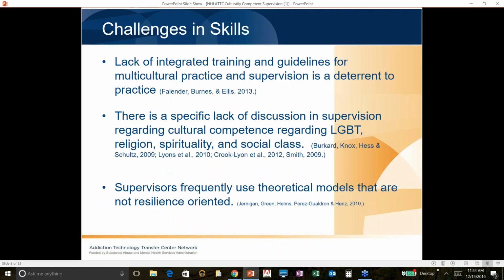So, some challenges and skills: lack of integrated training, as I mentioned, and there's really not a lot of guidelines for multicultural practice and supervision. So that's certainly a deterrent to good practice. There's a specific lack of discussion in supervision regarding cultural competence and diversity, and supervisors frequently use theoretical models that are not resilience-oriented. Luckily, this is something that's beginning to change, and I know the ATTCs are certainly helping with that in reinforcing the use of evidence-based practice, but up until maybe a decade ago or so, it certainly wasn't the practice. And so we see that constantly as we're working to balance that within the field.